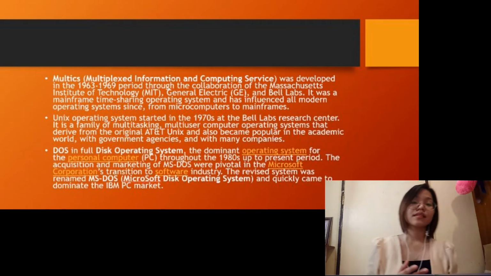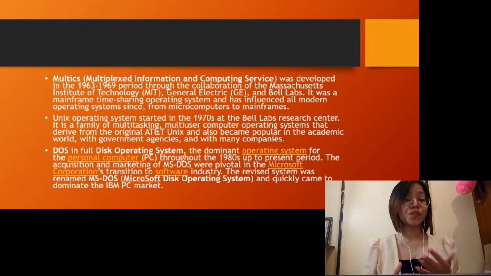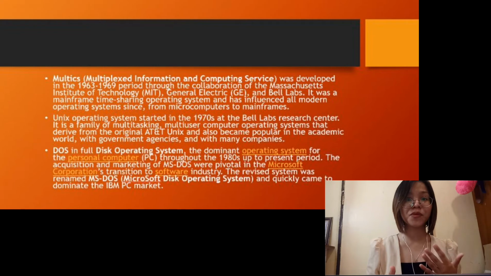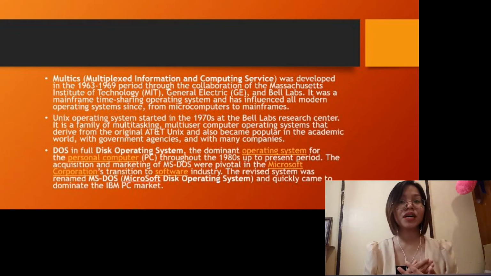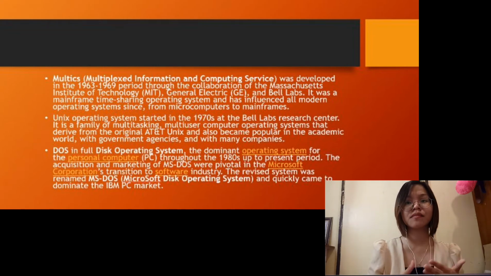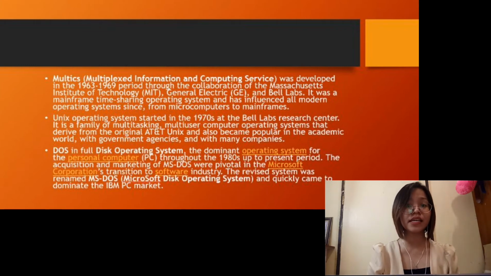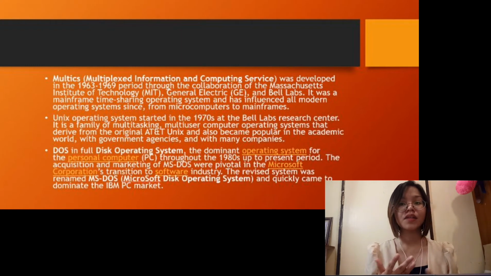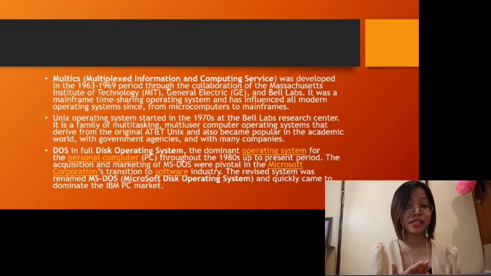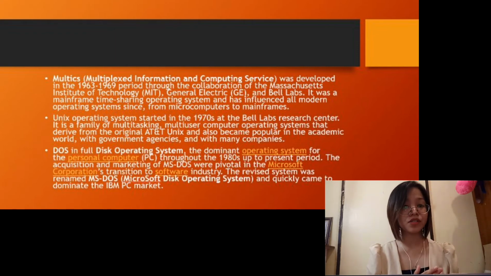Okay, Multics. Multiplexed Information and Computing Service. It was developed in the 1963 to 1969 period through the collaboration of the Massachusetts Institute of Technology, or MIT, General Electric, or GE, and Bell Labs. It was a mainframe time-sharing operating system, and it has influenced all modern operating systems, from microcomputers to mainframes.